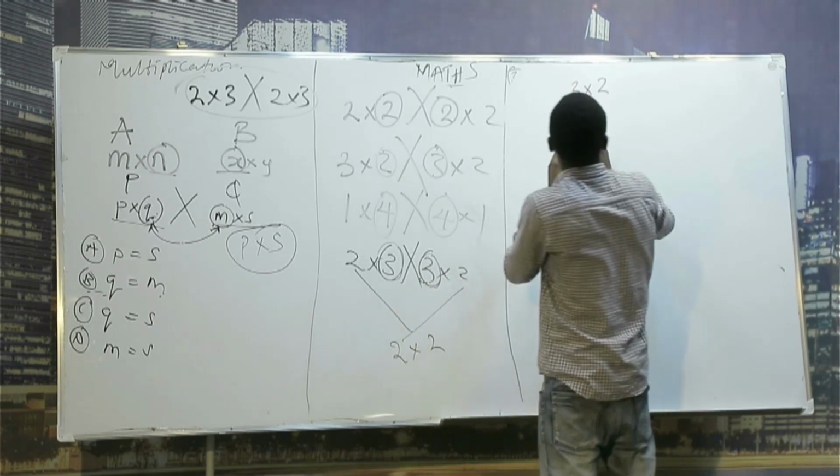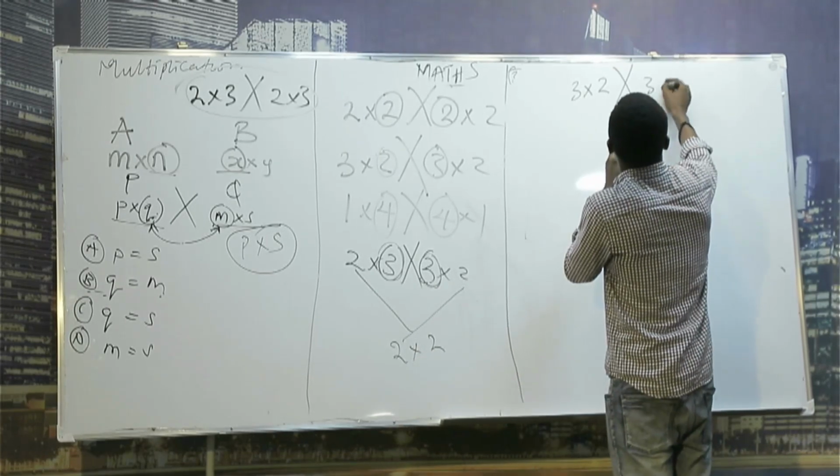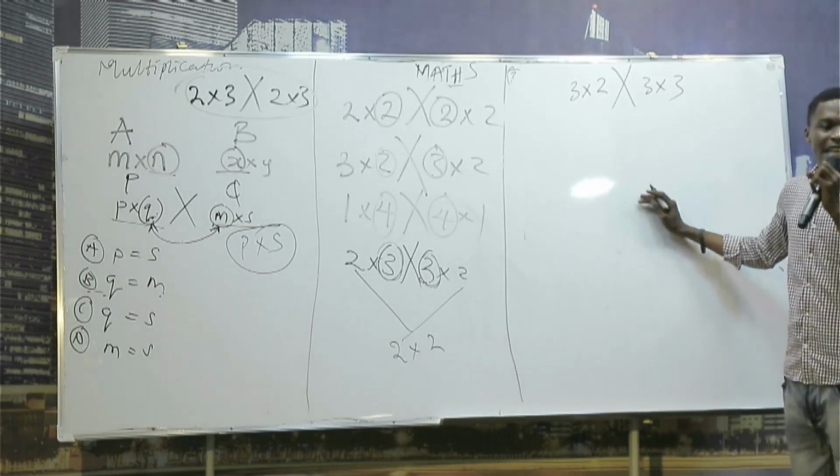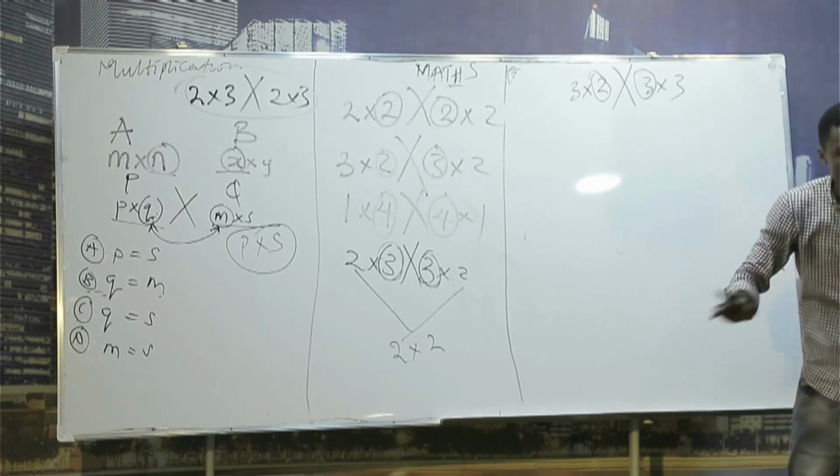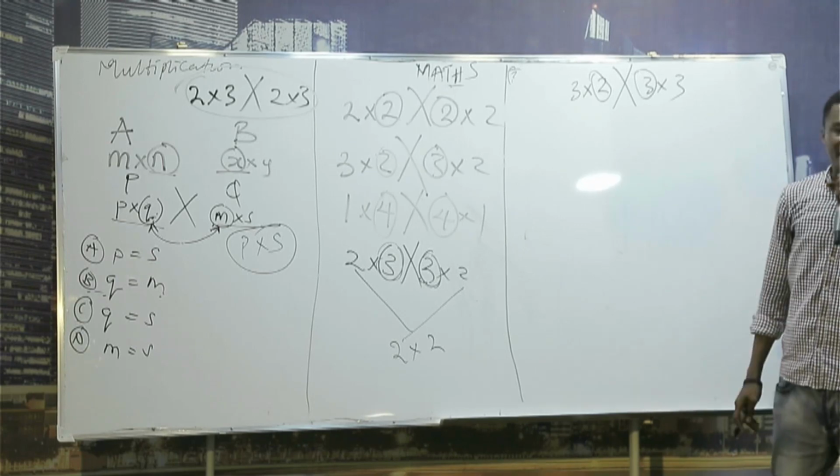That's a 3 by 2 matrix. Can I multiply it with a 3 by 3 matrix? Is it multiplicable? Why? Because this number and this number are not equal. They are not the same, so you cannot multiply.